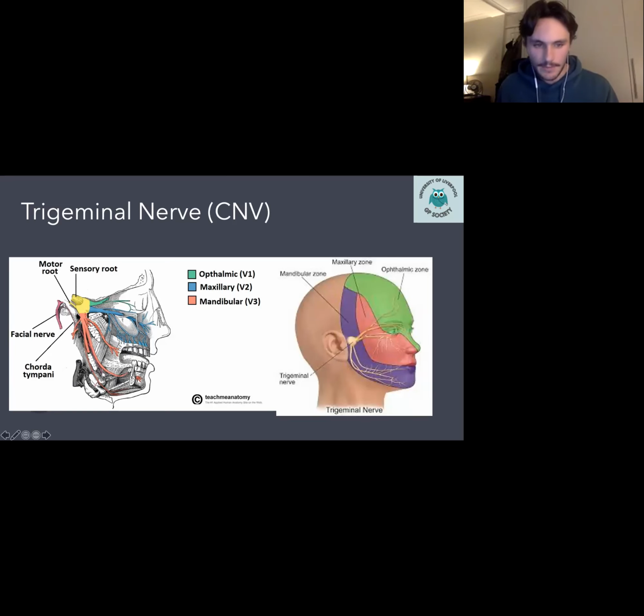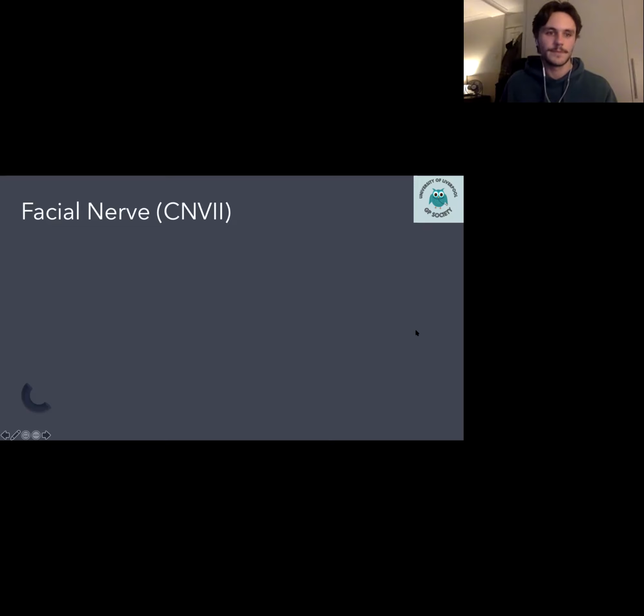Here's a diagram of the trigeminal nerve, and you can just appreciate where the branches offer sensation, and just make sure you're covering these areas when you're testing the sensation. Okay, facial nerve. You need to start by just inspecting the face.